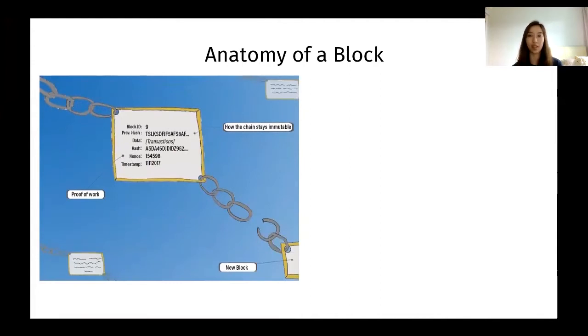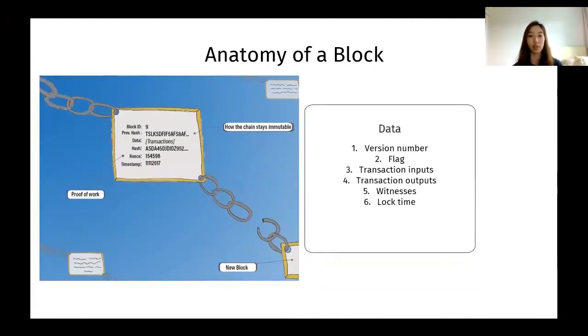So this is how it looks. And then under the data, we also have the following fields over here. So the version number, the flag, transaction inputs and outputs, witnesses, and the lock time.